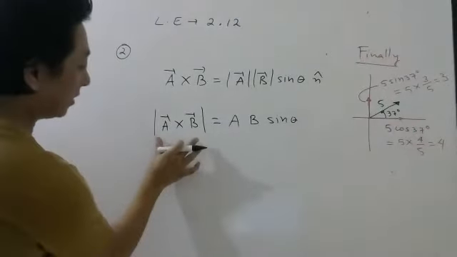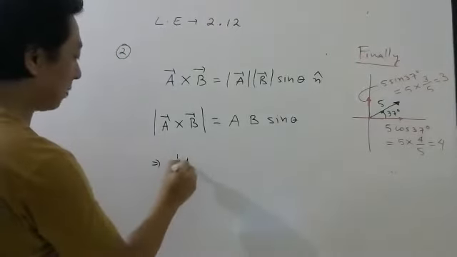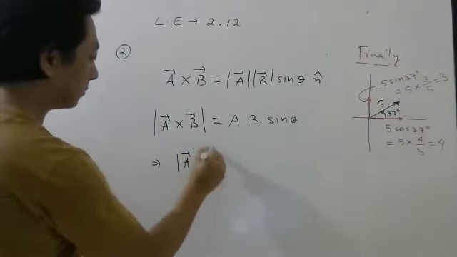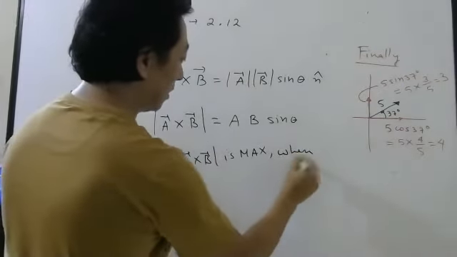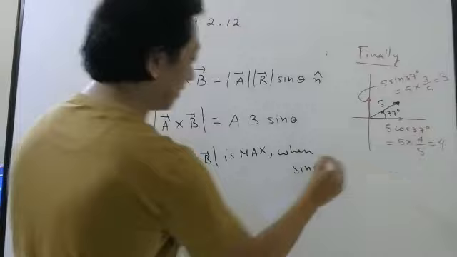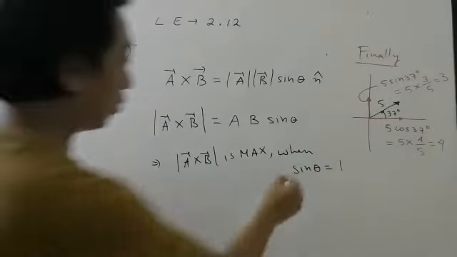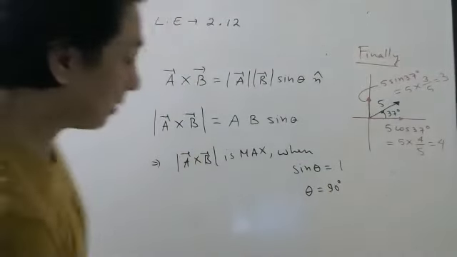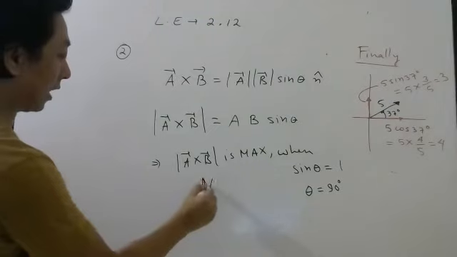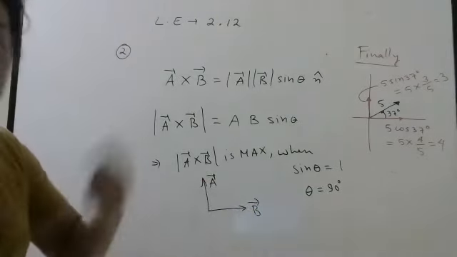So when will this be maximum? When sine theta is maximum. The maximum value of sine theta is 1. And for what angle is sine 1? When theta is 90 degrees. So please remember, if two vectors are like this, at 90 degrees, the cross product will be maximum.